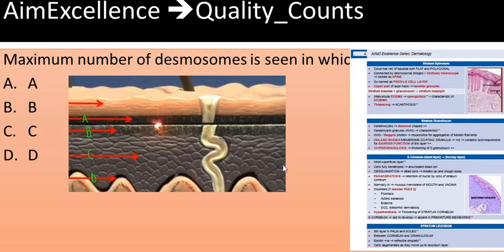And here in our book we already have given pretty important salient points from each and every layer of the skin. This desmosome actually is mostly seen in stratum spinosum. This is stratum spinosum, and C is the answer.